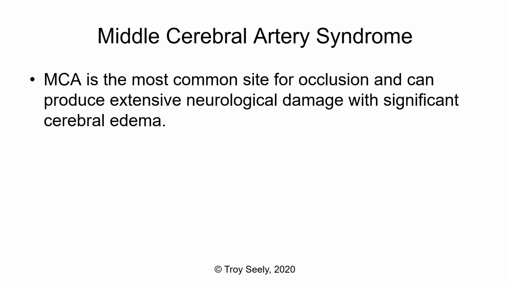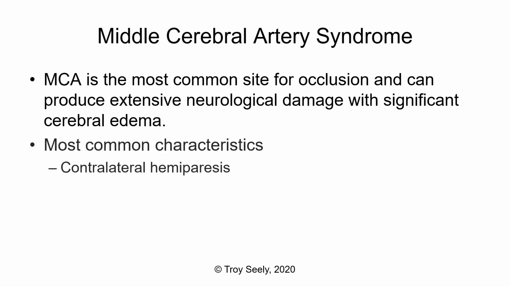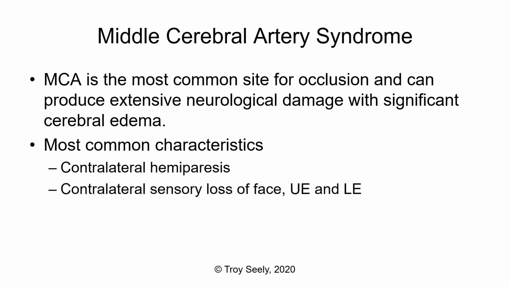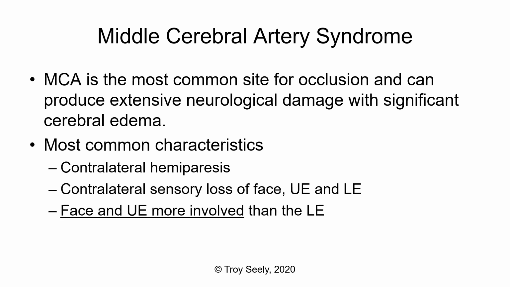Now that we've had a chance to better understand the anterior cerebral artery and how it might present if a stroke should occur in that region, let's now contrast that with the middle cerebral artery syndrome. The middle cerebral artery is the most common site for an occlusion to happen and can produce extensive neurological damage with significant cerebral edema. Some of the common characteristics of this presentation include contralateral hemiparesis, or again, lack of motor control, and a contralateral sensory loss, but in this case of the face, the upper extremity, and the lower extremity, with the face and the upper extremity more involved than the lower extremity.